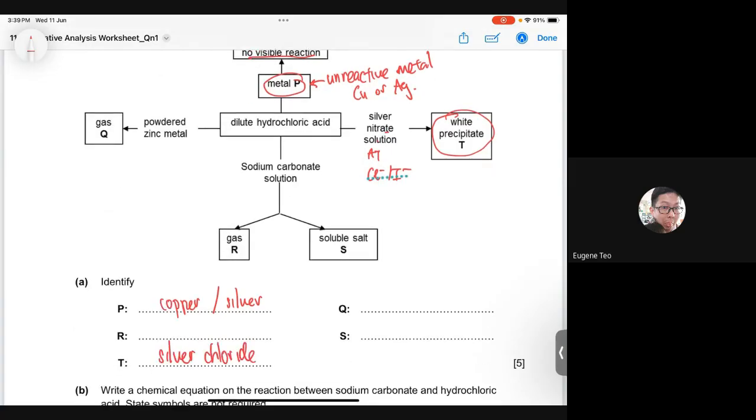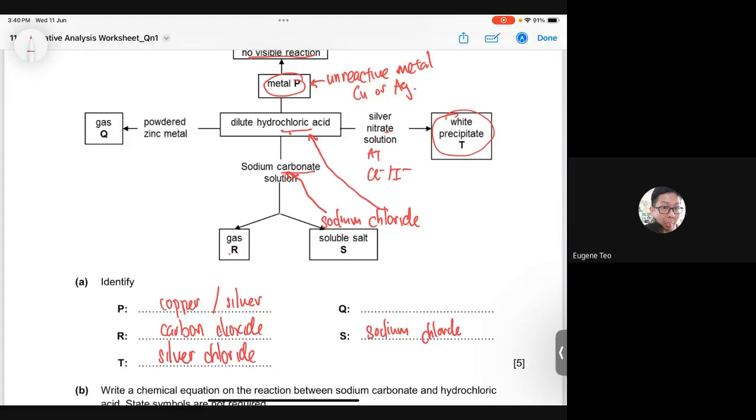Okay. Acid plus sodium carbonate. So this is the acid plus carbonate test. So the gas R that comes out will be carbon dioxide, because acid plus carbonate gives me carbon dioxide gas. What's the salt formed? Hydrochloric acid will form chloride salt. Sodium carbonate, if you add, it will actually be sodium chloride. So the anion comes from the acid, the cation comes from the carbonate.